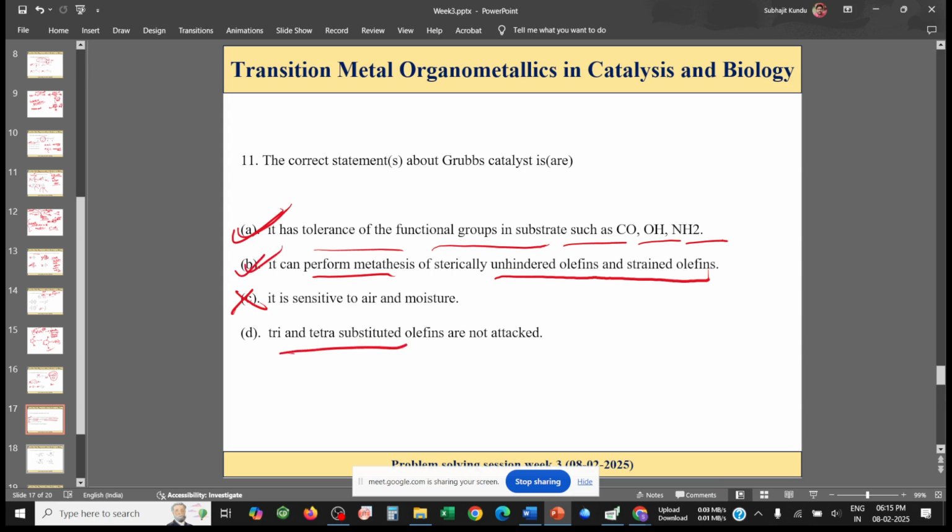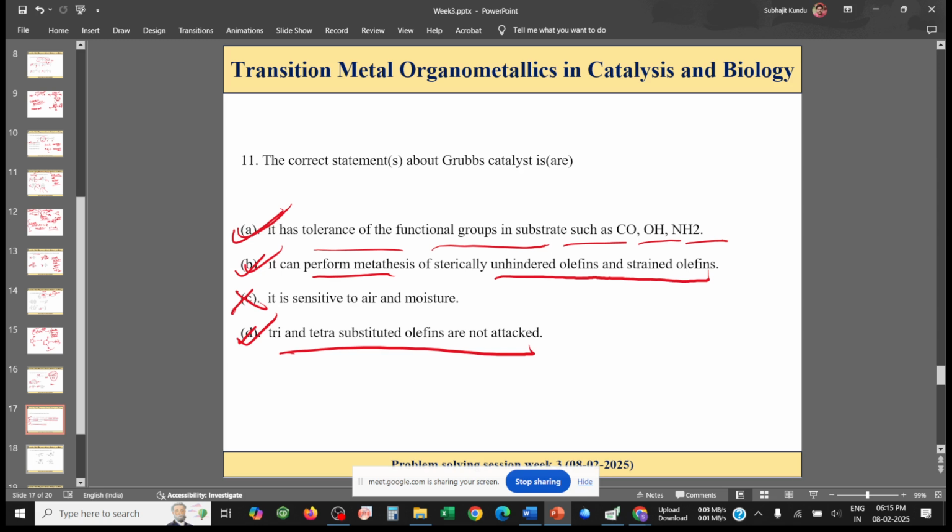And tri- and tetrasubstituted olefins are not attacked, again because of the steric reason. You can say that the olefins that are more substituted are not attacked, rather than the unhindered or unsubstituted olefins. So option D is also correct.